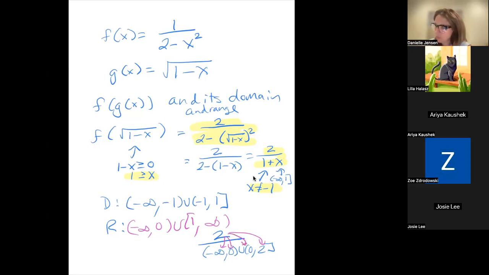Okay, got it. That makes sense. Yeah, so it's a little trickier and more involved with compositions. If I didn't even have an inner function and I was just looking at 2 over 1 plus x, the range would just be everything but 0. The denominator can take on all values except 0, which means I'm going to achieve all values in the fraction except 0. But all these were a little more complicated because it had to go through an inner function first.